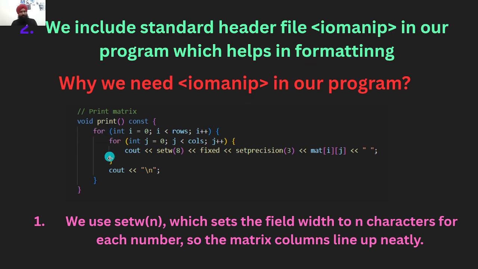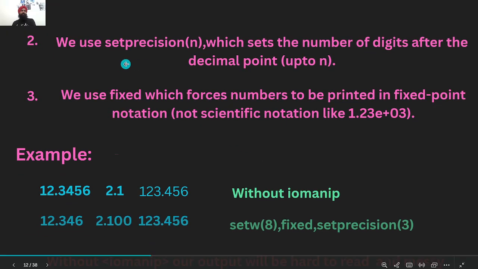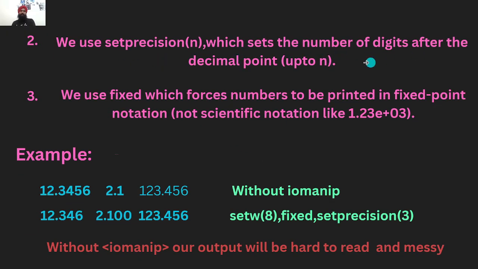Like I have given an example here. We use cout, then setw 8, and then fixed, then setprecision 3, and then we print our matrix element. So what are the uses of all of this? We use setw n, which sets the field width to n characters for each number, so the matrix columns line up neatly. And then we use setprecision n, which sets the number of digits after the decimal point up to n. And we use fixed, which forces numbers to be written in fixed point notation, not scientific notation like 1.23e+03.